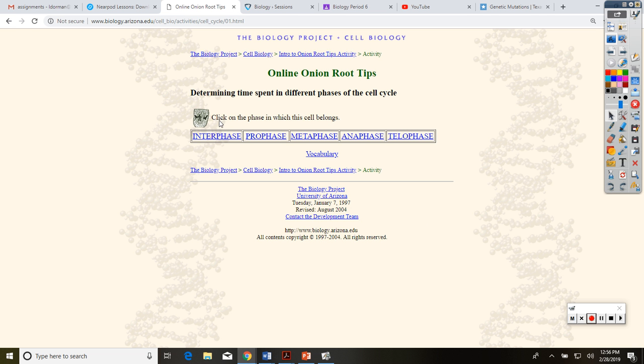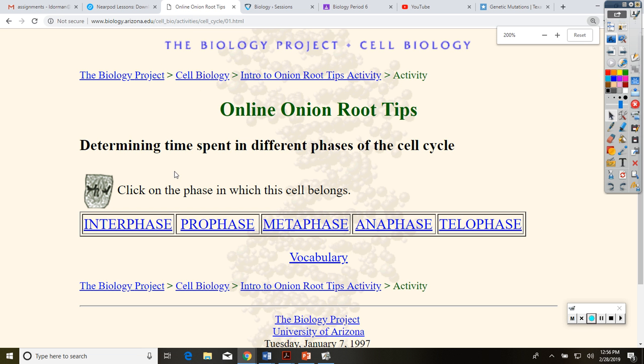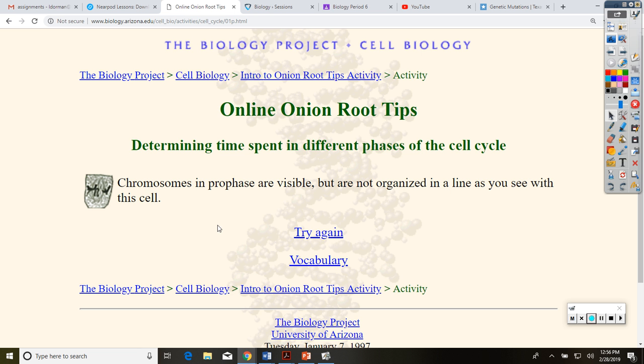In the upper left-hand corner here, you see a cell. I like to zoom my screen in order to view that cell a little bit bigger. You can decide what phase of the cell cycle that cell is in, and you click on it. Now, if you click on the wrong phase, it tells you that the chromosomes are visible here, but they're not organized into a line like you see here. So chromosomes in prophase are not organized in a line, and we had clicked prophase. So it wants you to try again.